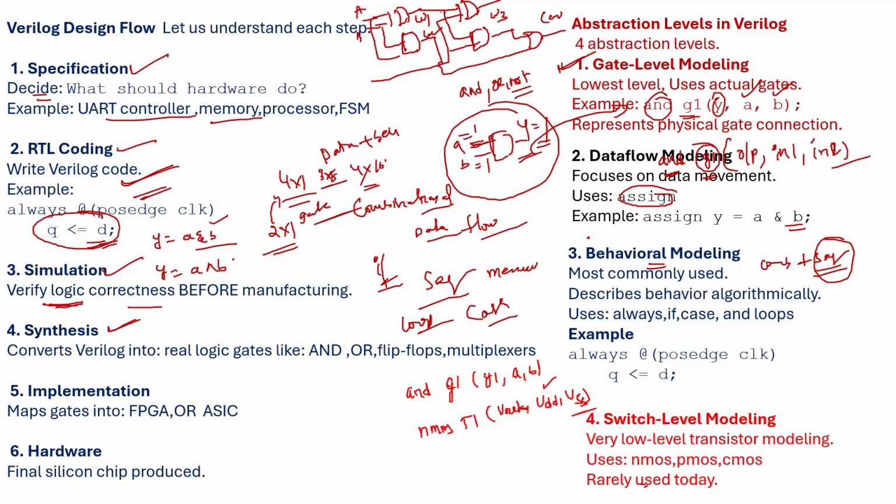That's why we are not implementing it. Huge circuits are required, and implementing such huge circuits in hardware is difficult, right? That's why we are not going to implement switch level modeling. It is very low level transistor modeling. Analog designers will go through this switch level modeling because they are operating on transistors only. Whatever circuit we have designed will be implemented by using transistors only.